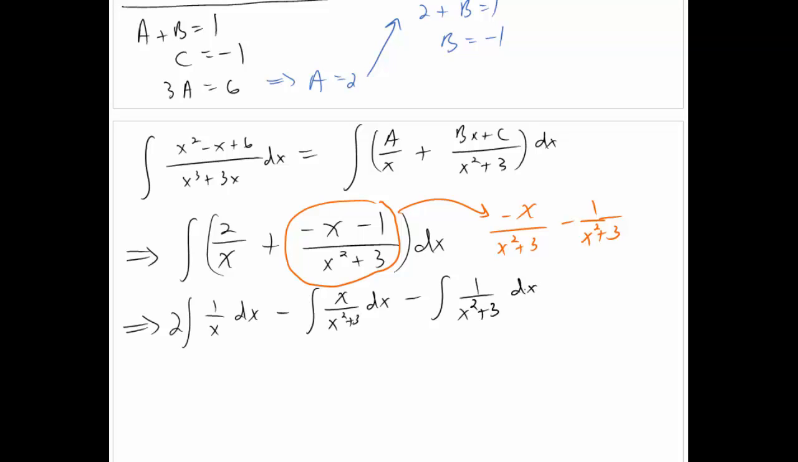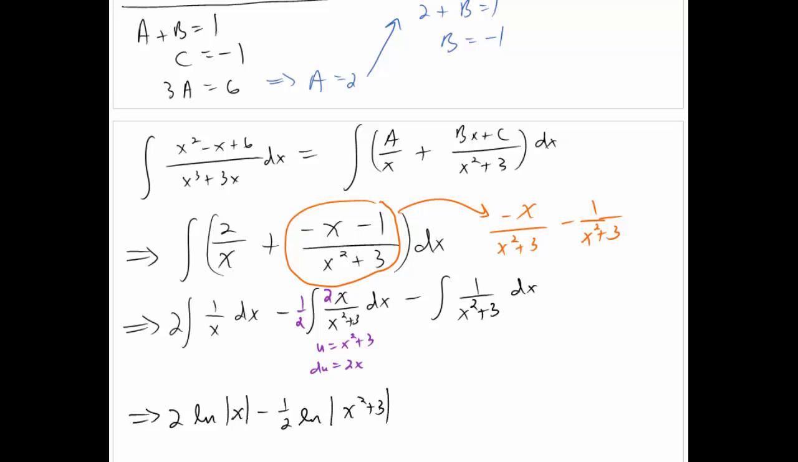All right, and now we can integrate these. On this, the first term's fairly simple. That's just a straightforward natural log, 2 natural log absolute x. Now the second term, we need a u sub. I'm going to let u equal x squared plus 3, then du is equal to 2x. So I need a 2 here and a 1/2 outside. And now it's a natural log. So minus 1/2 natural log absolute of x squared plus 3.